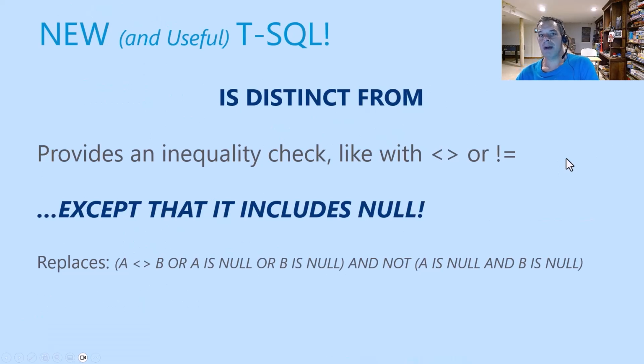So, what is this all about here? 2022 kind of snuck in some new T-SQL, and it's kind of a big deal. I was surprised at how big of a deal it was and how it got very little fanfare. Basically, it's IS DISTINCT FROM and IS NOT DISTINCT FROM.